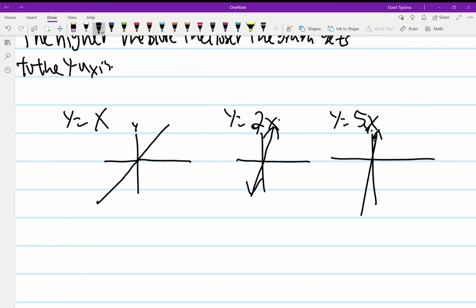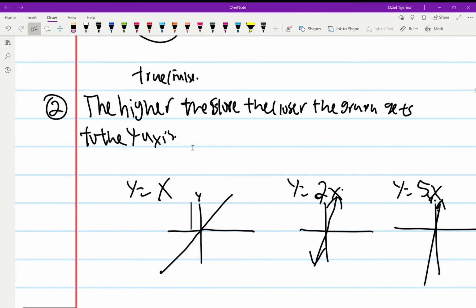This is better shown on Desmos. So we put y equals x, and then as you can see, if we put 2x, and then 3x, and 4x, and for the sake of it, 10x, we can see it's getting closer to the y-axis, so therefore this is true.